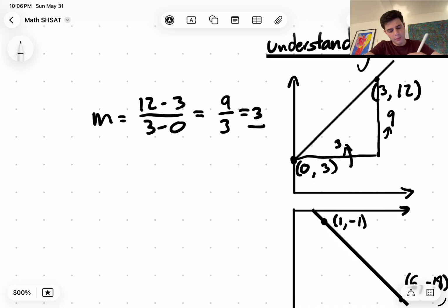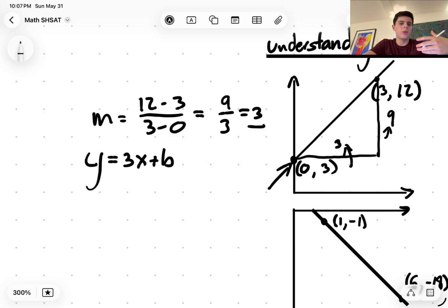So that's what that means. So now we know y equals 3x plus b, but we need to find the b value, like the starting value. Where does this line start? And if we look at this, we see that when x is 0, which is how we find the b value, y is 3. So that tells us that b is 3.